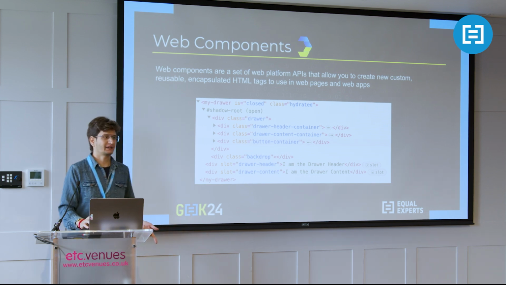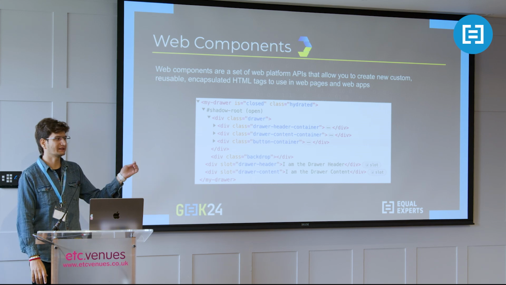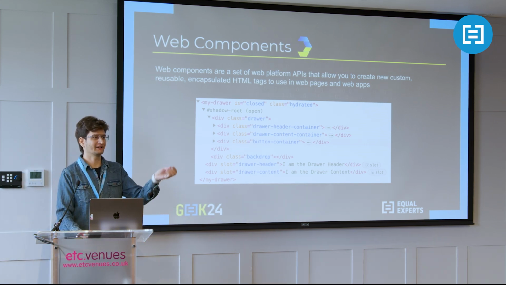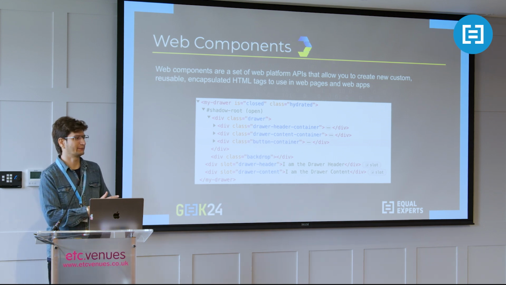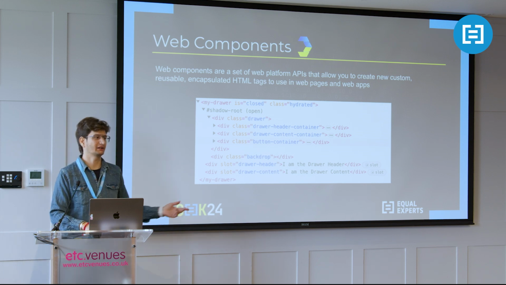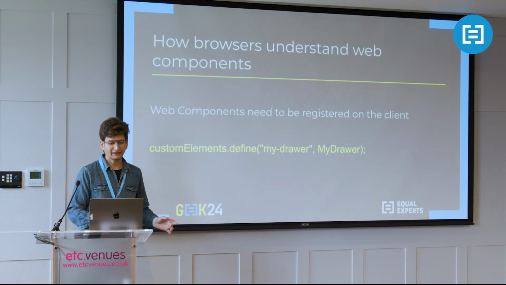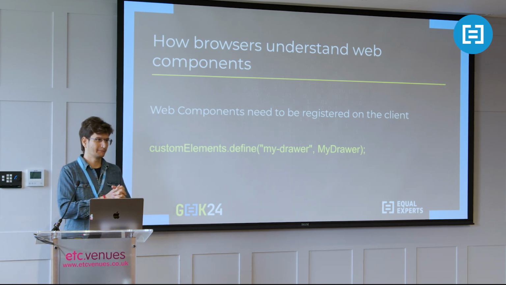But one question arises here, correct? So if I'm saying my drawer as an HTML element, how does the browser understand that? The browser understands what is already available as an HTML element, as a div, as a paragraph, as an input. But how does HTML actually understand what my drawer is? And that is where the whole idea of defining a custom element comes into the picture.